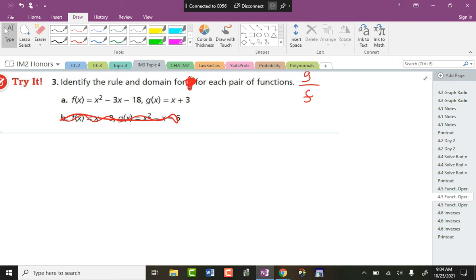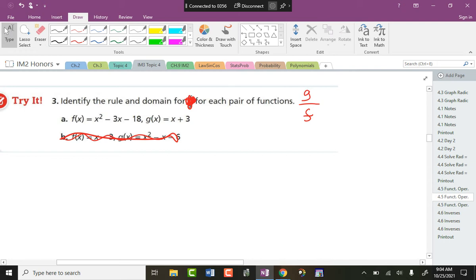Identify the rule and domain for each pair of functions. You know what? I forgot to say this. I made a really good point about rule. That just means simplified expression.